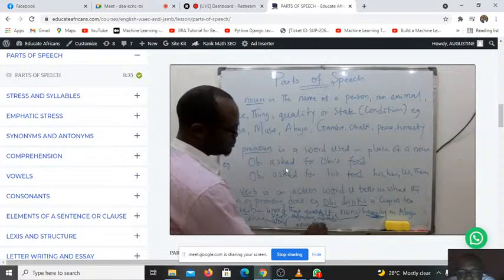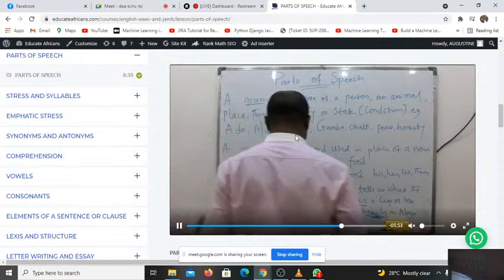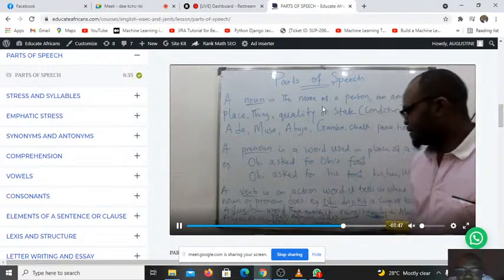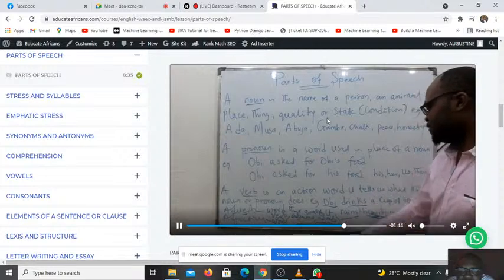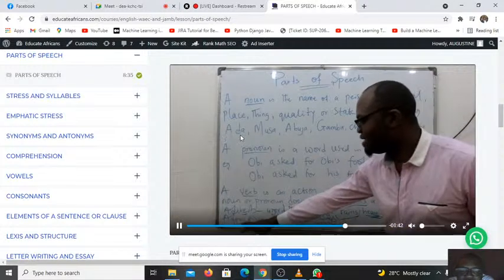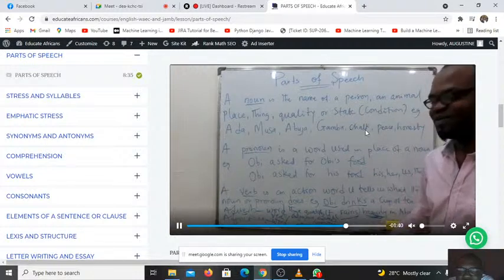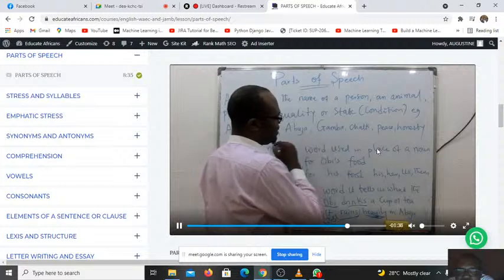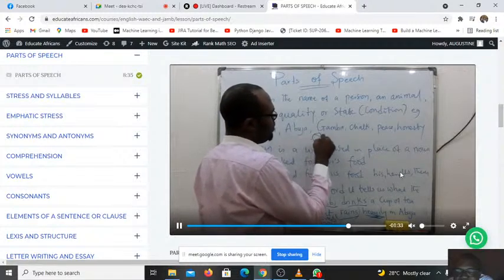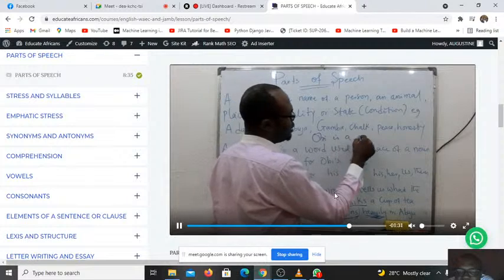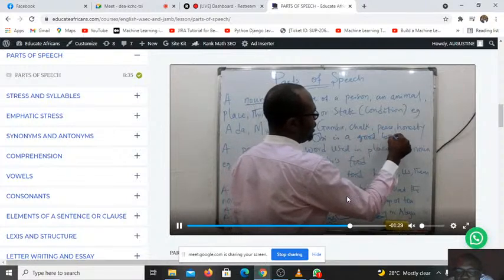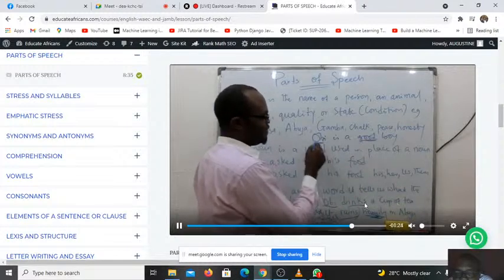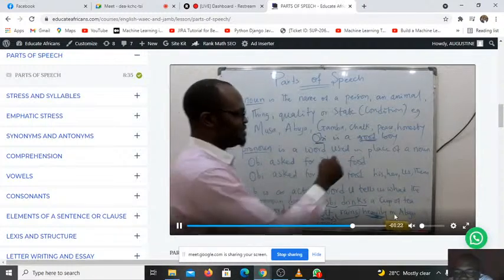Okay. If you look at my screen, you can see that all those things are explained on the board. A noun is the name of a person, an animal, place, thing, quality, state, or condition. Examples are Ada, Musa, Abuja, Gambia, chalk, peace, honesty. A pronoun is a word used in place of a noun. Examples are his, her, us, them. A verb is an action word. It tells us what the noun or pronoun is doing, like Obi drinks a cup of tea. The action is drinks. It rains heavily in Abuja.